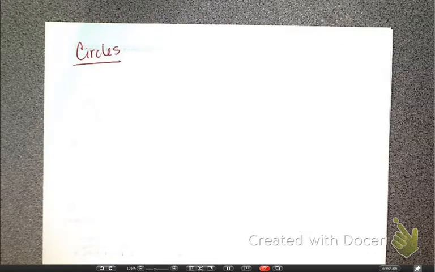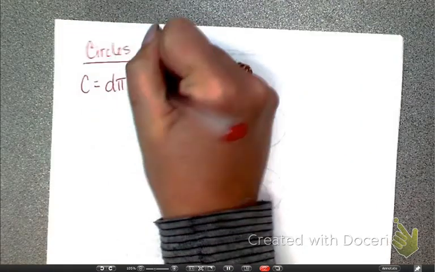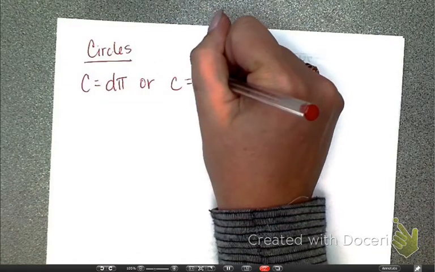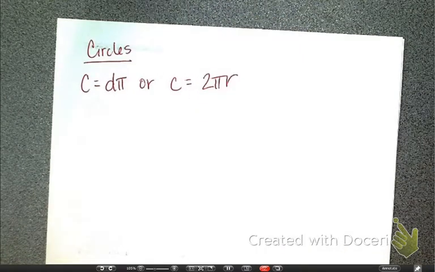Okay, so circles. You need to know how to find the circumference of a circle. Circumference equals what? Diameter times pi, or 2 pi r. So pi times diameter or 2 pi r. You need to know those equations and how to use them. But it's a matter of plugging it into your calculator and pressing equals.